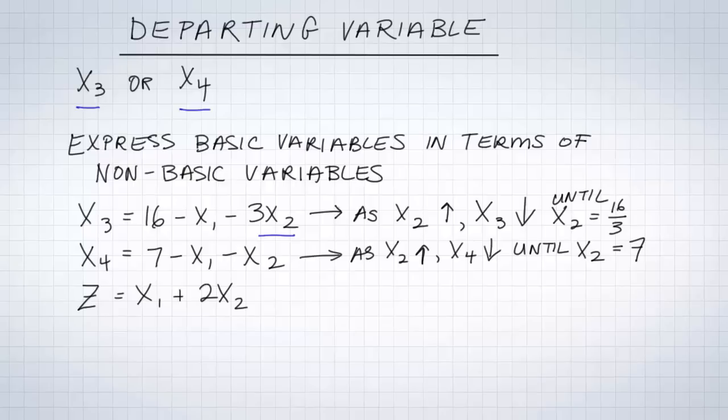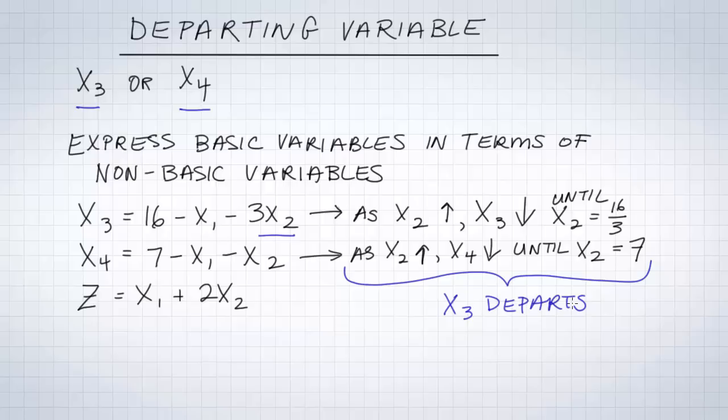So when x2 reaches 16/3, what happens to x3? x3 goes to 0. The implication from this argument is that x3 departs. What we're really after is we have to determine how high x2 can go, and it's the lowest of these, because if it goes any higher than that, then x3 goes negative. And therefore, the first variable of x3 or x4 to hit 0 is x3. x3 is going to leave the basis, because if x2 goes any higher, then x3 goes negative. So x3 is the first variable to depart, and that is the departing variable.